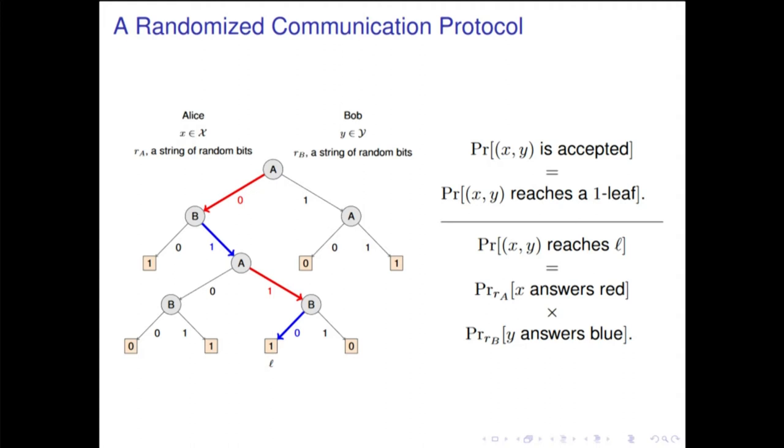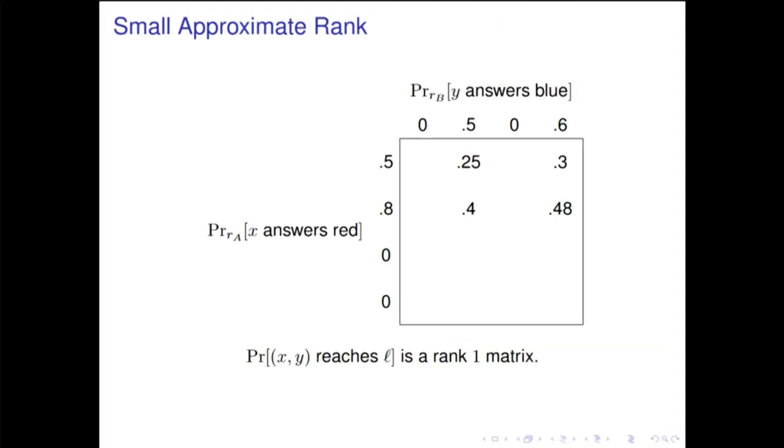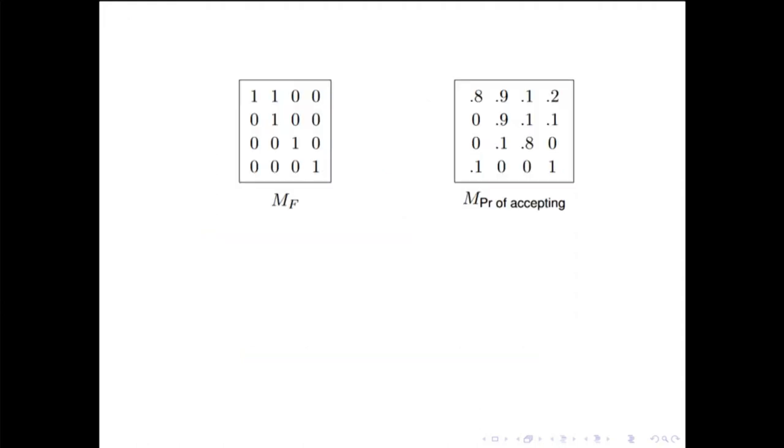The probability of reaching this leaf L is the probability that X answers red times the probability that Y answers blue. All right? So if you look at the communication matrix, well, at least this probability of acceptance matrix has small rank. The probability that you reach a specific leaf L is a rank 1 matrix by this product property. And the probability that your input is accepted has rank at most 2 to the C. So although you're not exactly computing the truth table of your function anymore, you're computing something that's very close to it, the probability of accepting. If your protocol is actually a correct protocol, that's very close to the actual truth table.